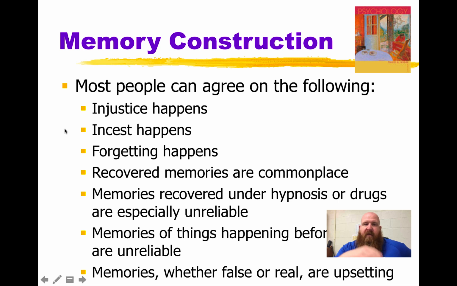Most people can agree on the following things. Injustice happens. Bad things happen to good people. That's not their fault. Things like incest happens. Things like forgetting happens. Recovered memories are commonplace. Memories recovered under hypnosis or drugs are especially unreliable because of the reconstruction that may happen. Memories of things happening before the age of 3 are unreliable. And then memories, whether false or real, can be upsetting.